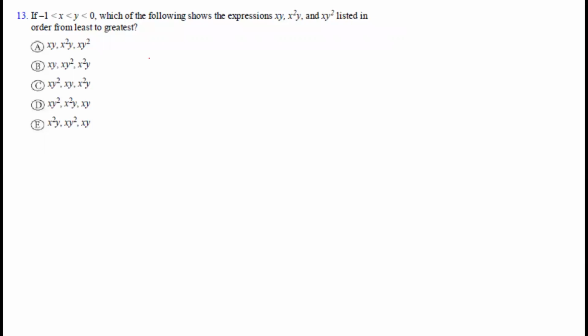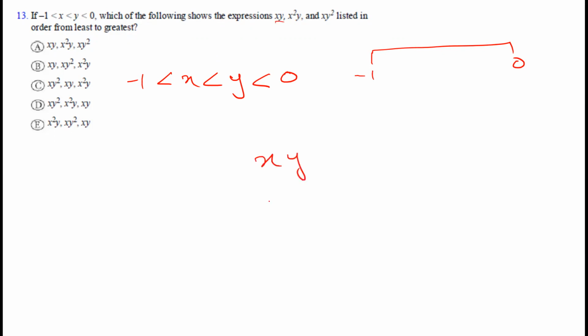Now, if minus 1 is less than x, x is less than y, and y is less than 0, which of the following shows the expressions xy, x square y and x y square listed in order from least to greatest? Now, one thing for sure, xy would be a positive number. So xy most probably would be the greatest of these 3.